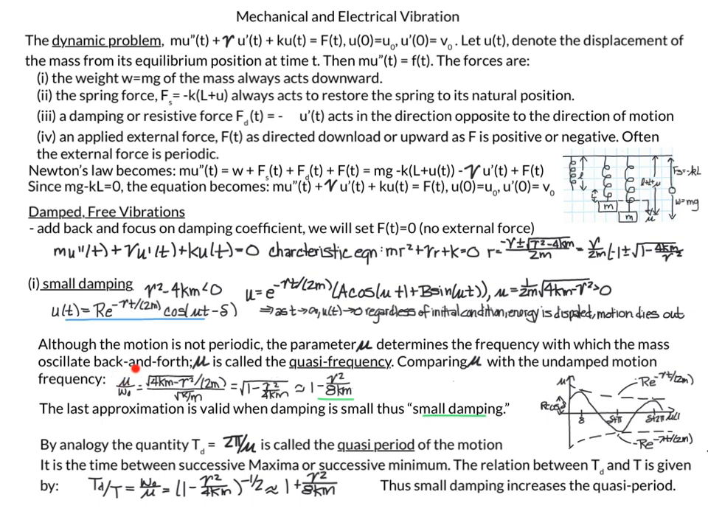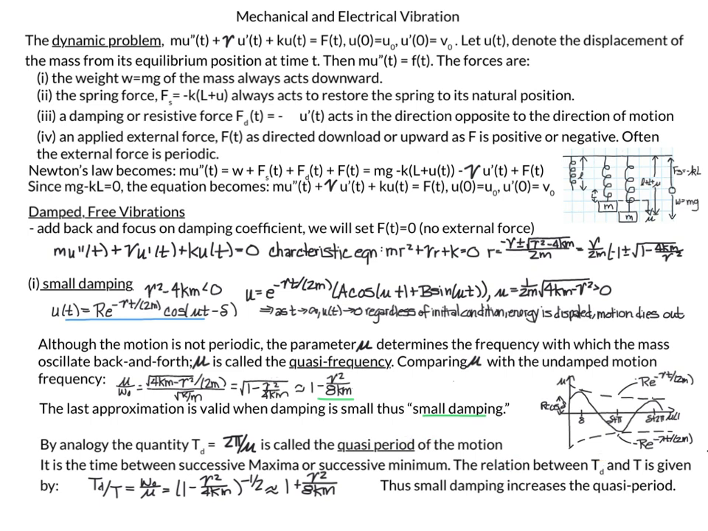So we expect mu to be a little smaller than the true frequency. This last approximation is valid when damping is small, thus we call it small damping as opposed to underdamping. By analogy, the quantity capital T_D, the period with damping, is equal to 2 pi over mu, and it's called the quasi-period of the motion. It's the time between successive maxima or successive minima.